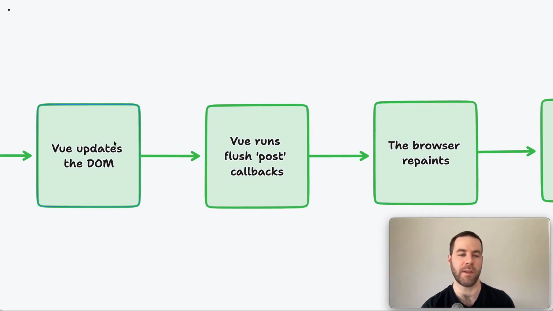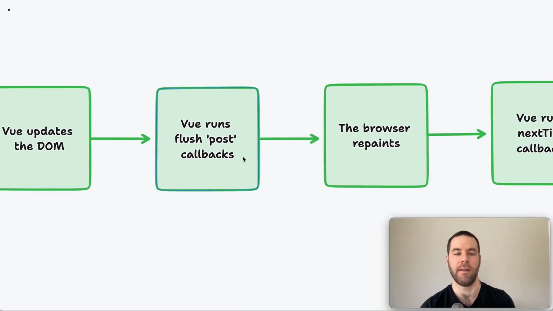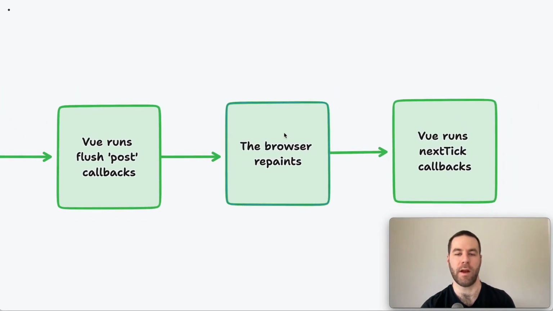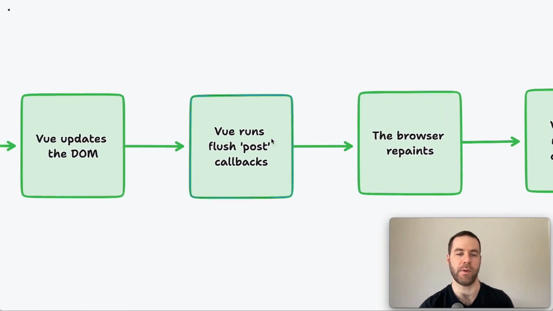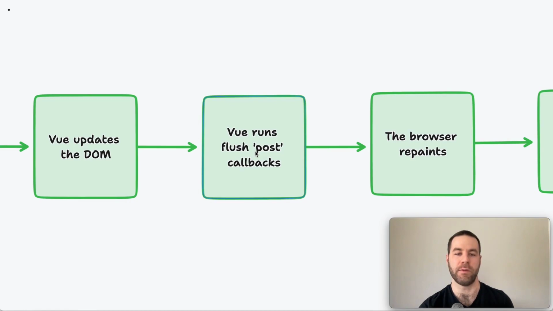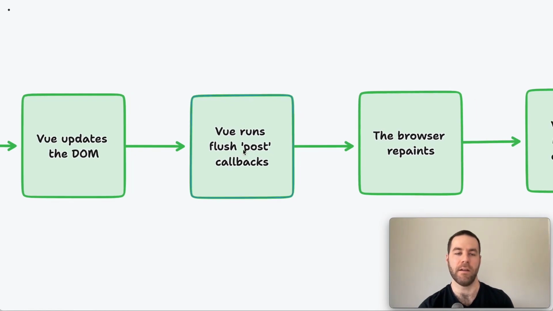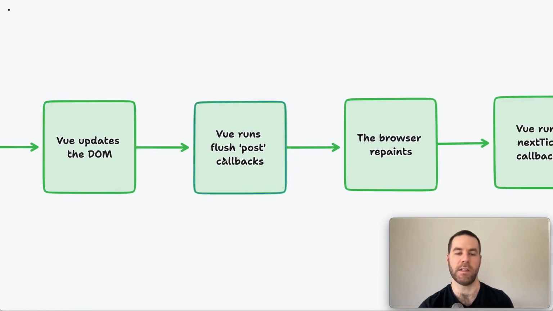So after Vue updates the DOM, after it reruns any v-fors and v-ifs and calculates new DOM elements and brings everything in sync, you can use flush post to run a callback right after that spot. And then right before the browser repaints and shows visual feedback. So when you're working with DOM elements, flush post is really useful for making your code run not too early, but still as early as possible.